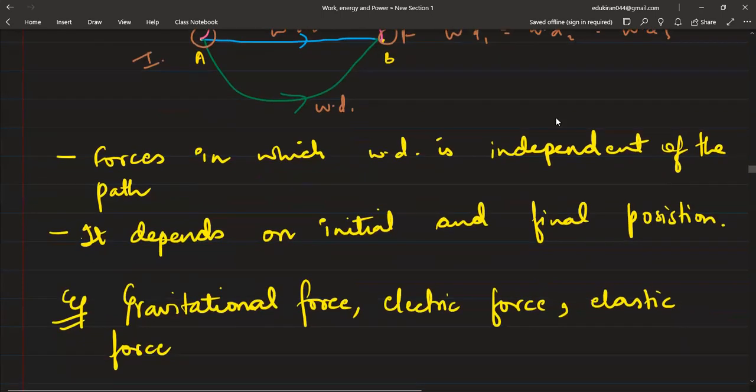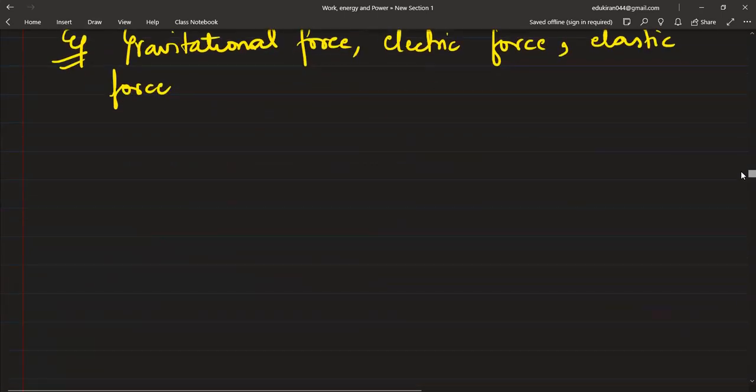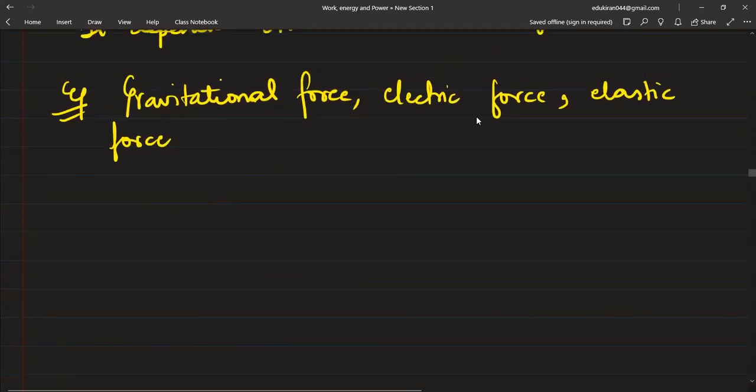So forces in which work done is independent of the path. It depends on initial and final position. Now, gravitational force, electric force, elastic forces, these are all conservative forces which are conserved in your system. That's why we have the term conservative forces. They are conserved in your system.